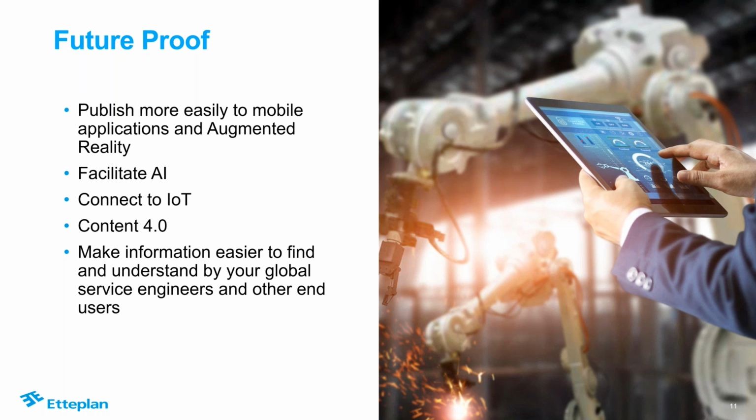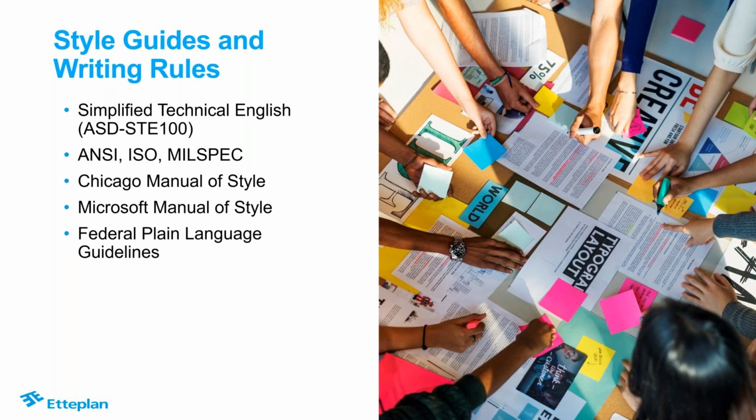You're going to make information easy to understand, easier to find by your service engineers and other end users for that matter. Now, there's style guides, there's writing rules. The most important one that we promote ourselves is the Simplified Technical English. And on one hand, I'm talking about the specification ASD ST100. But when I say Simplified Technical English, I really mean writing rules that promote clarity, because even the folks at the STEMG, which stands for Simplified Technical English Maintenance Group, did not reinvent the wheel themselves. They looked at what standards were around when they created the specification back in the 80s.